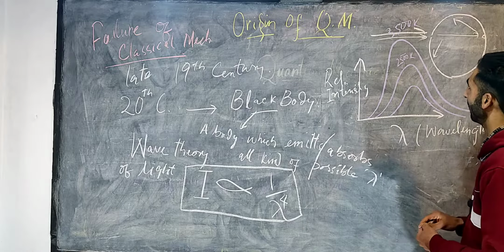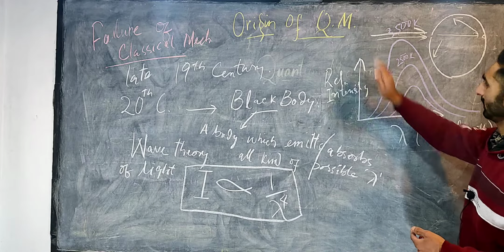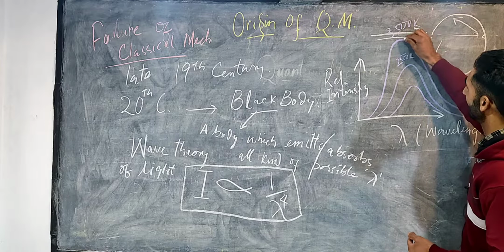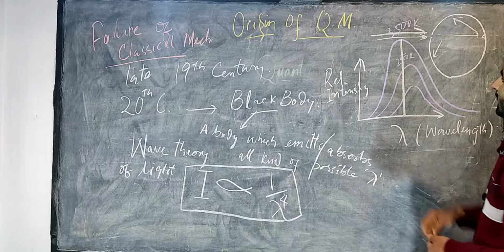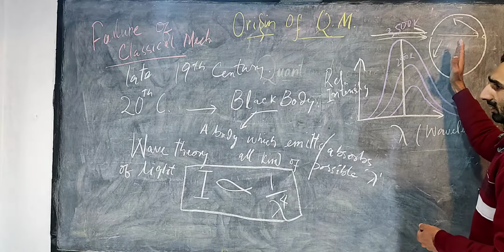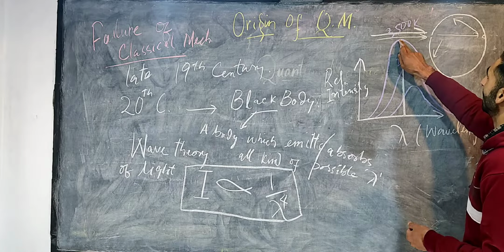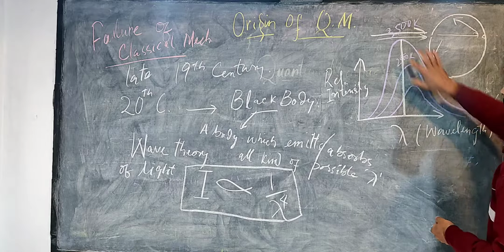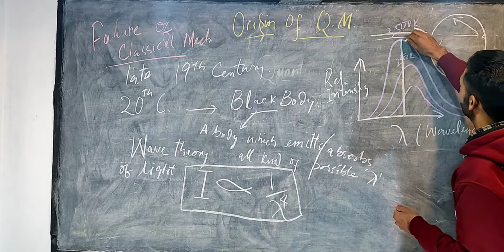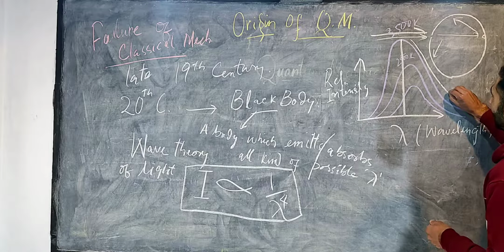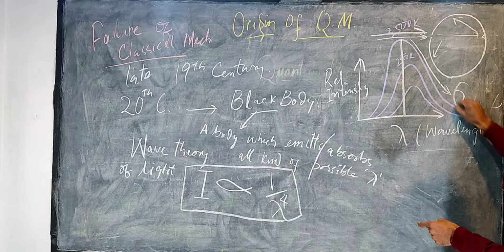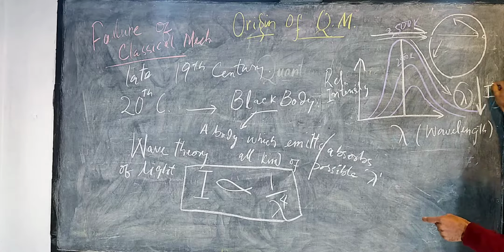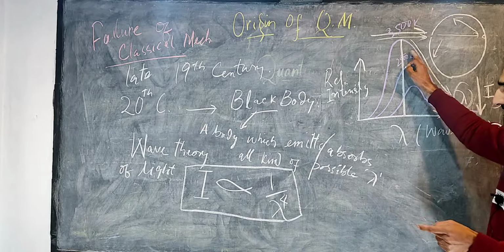For example, they did the experiments and we get that very graph. So consider this graph. Forget about this part first. Here is the peak value for the intensity. If we move from the peak value towards the right side, we get that with the increase in the wavelength, there is a decrease in the intensity like this. And that is in accordance with the classical wave theory, that is, with the increase in wavelength there is a decrease in the intensity. But there was a catch.